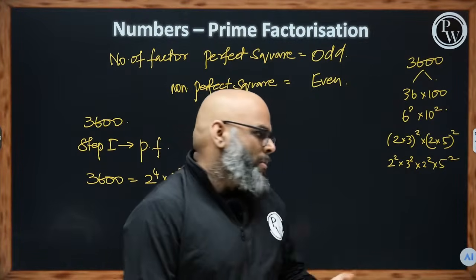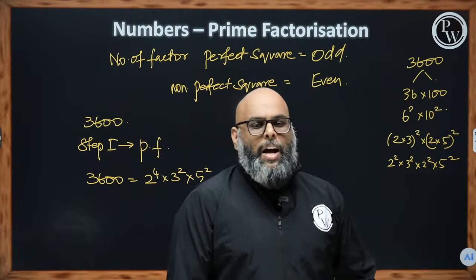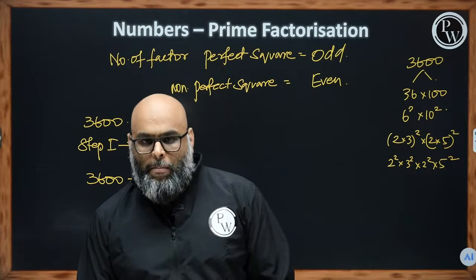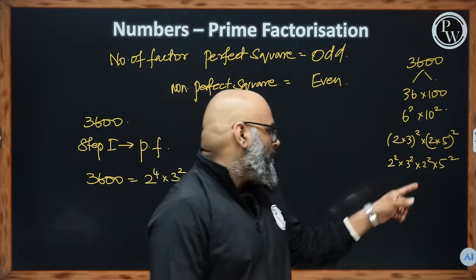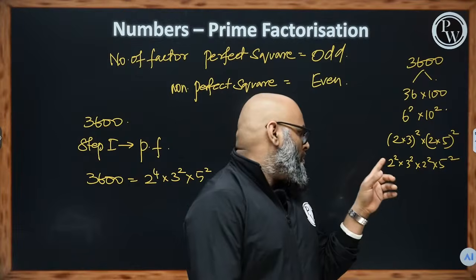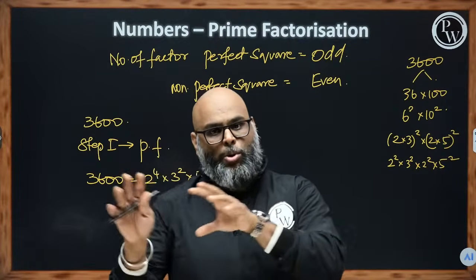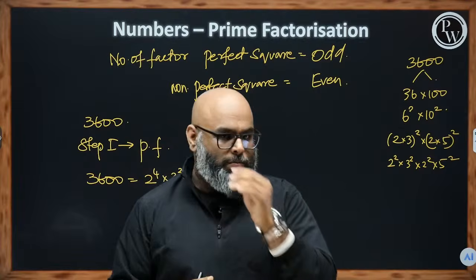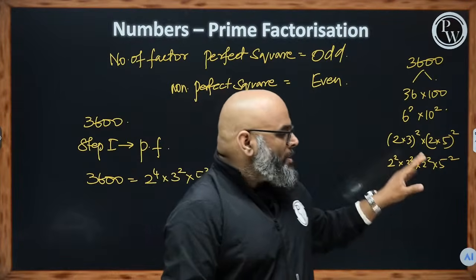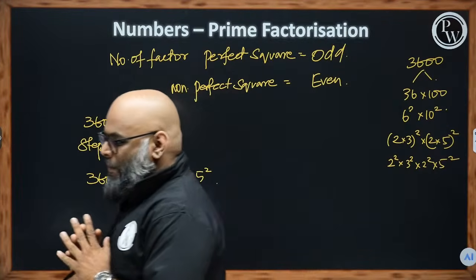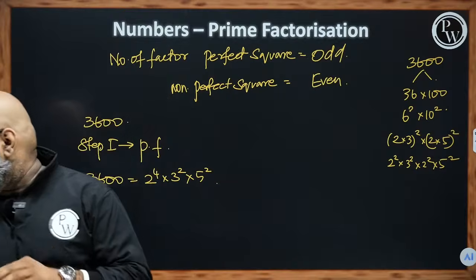All the numbers in the factorization have to be broken down into prime numbers, and all prime numbers of one kind should be clubbed together. There's a 2 square here, there's a 2 square here, I'll call it 2 power 4. You cannot call it 2 square into 2 square. That has to be 2 power 4. Right? This is your first step. Step 1, prime factorize it.